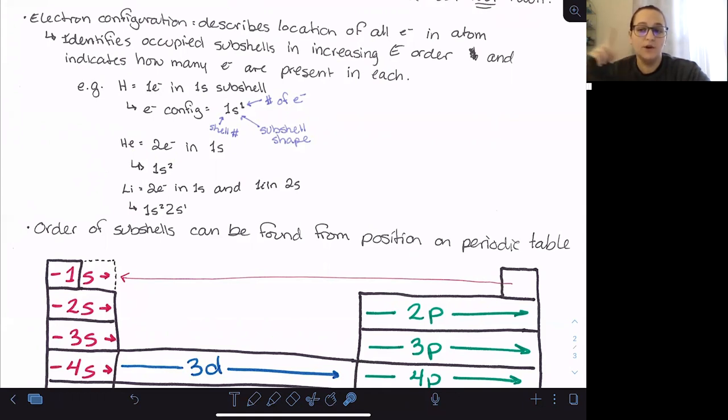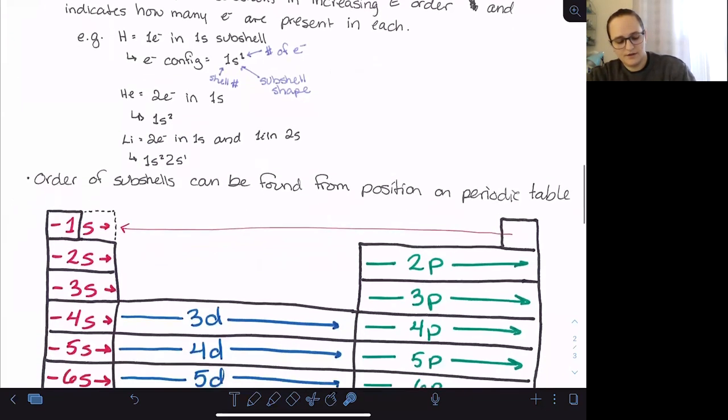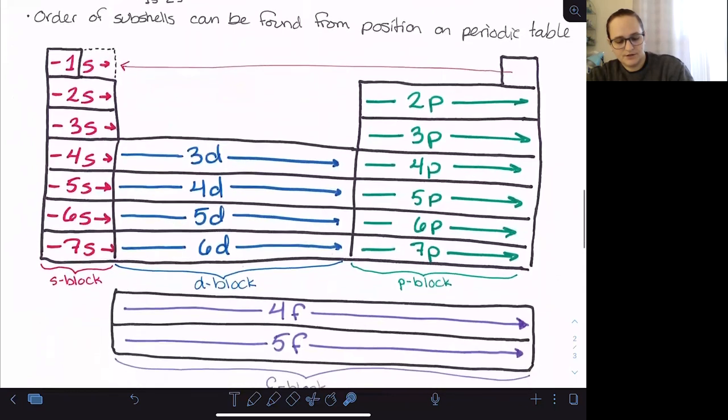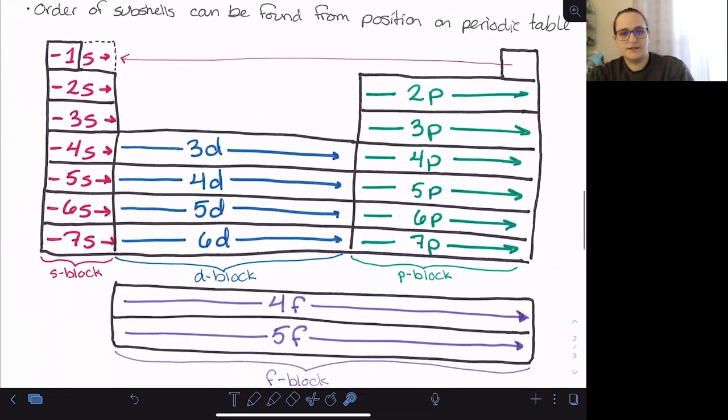So after that, we need to move on to our next subshell, which is the 2s. So our electron configuration would be 1s2, telling us that there are 2 electrons in the 1s subshell, 2s1, telling us that there's 1 electron in the 2s subshell. So this is our complete electron configuration for lithium. Now we can figure out the order of the subshells directly from the periodic table.